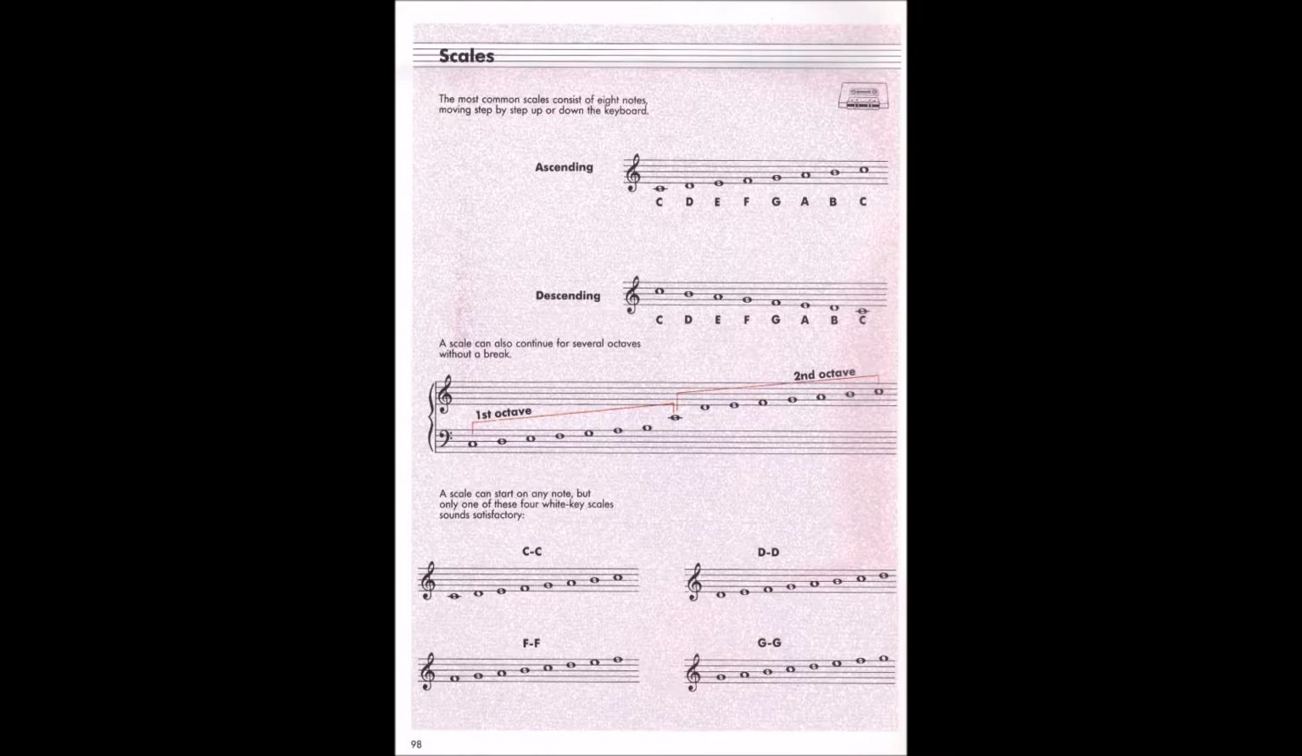Have a look at the scale at the top of page 98, which goes step by step from C to C again, taking in all the white keys on the way. Here it is, ascending, that is, going up the keyboard. And here's the same scale moving down the keyboard, or descending. There's nothing to stop the scale continuing up or down the keyboard for another octave, to make a two-octave scale.